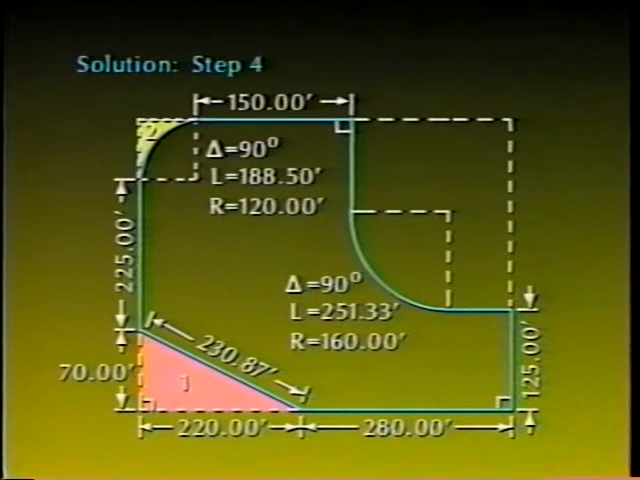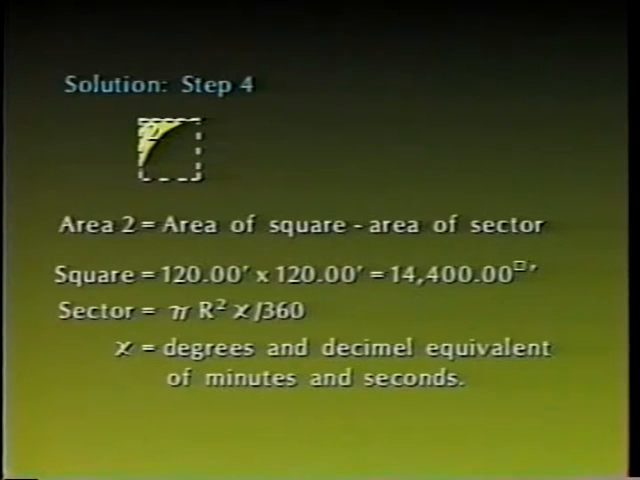The next area to calculate is the shaded area 2, which is a square minus a sector with a radius of 120 feet. Here's the solution to determine the area of area 2. Area 2 equals the area of the square minus the area of the sector. Solving for the square, we have 120 feet times 120 feet for 14,400 square feet.